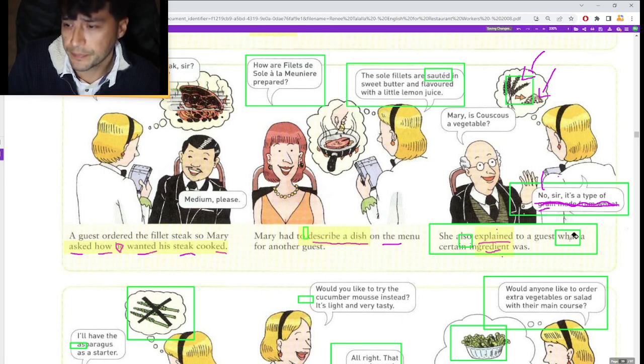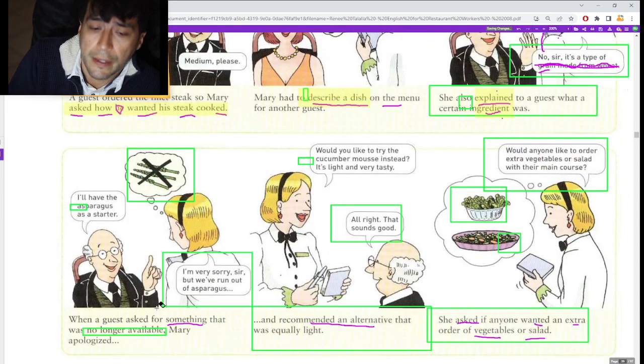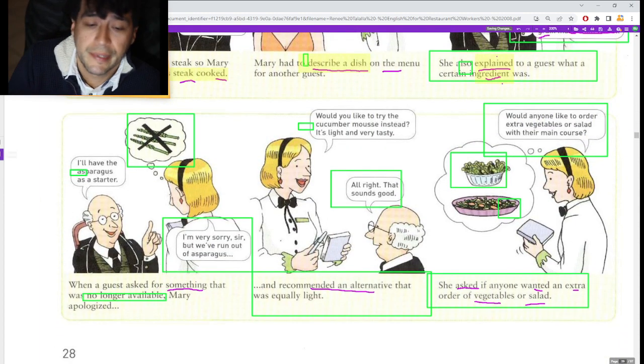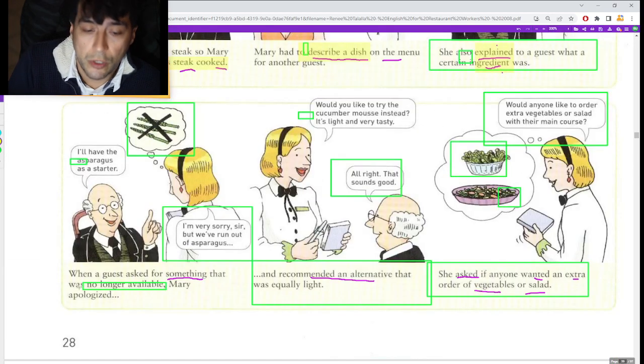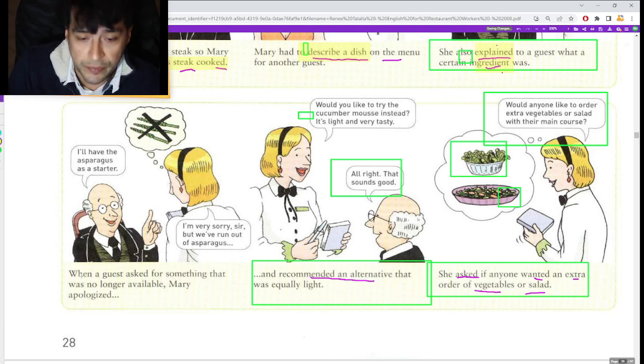Picture 7: Mary explained something no longer available. No longer available, sorry. Look at the picture. No asparagus. Sorry. We finished the asparagus. So, asparagus no longer available.